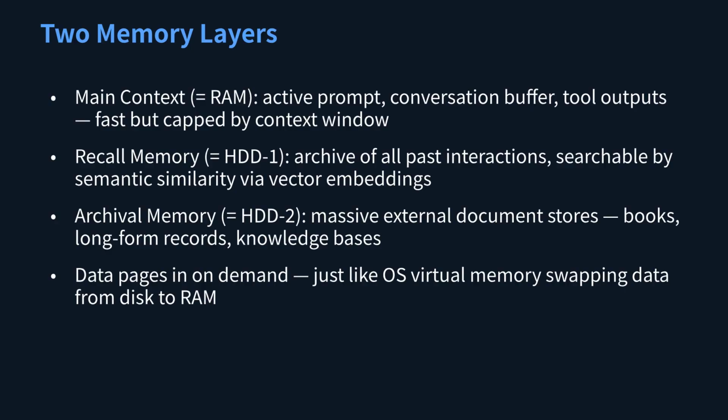MemGPT splits memory into 2 layers. The main context is everything currently loaded into the prompt: active messages, recent conversation, tool results. Think of it as RAM, fast but strictly limited by the context window. The external context is everything outside: a recall memory of past conversations searchable by meaning, and an archival memory for massive document stores. Think of those as the hard drive. Data pages in and out as needed.